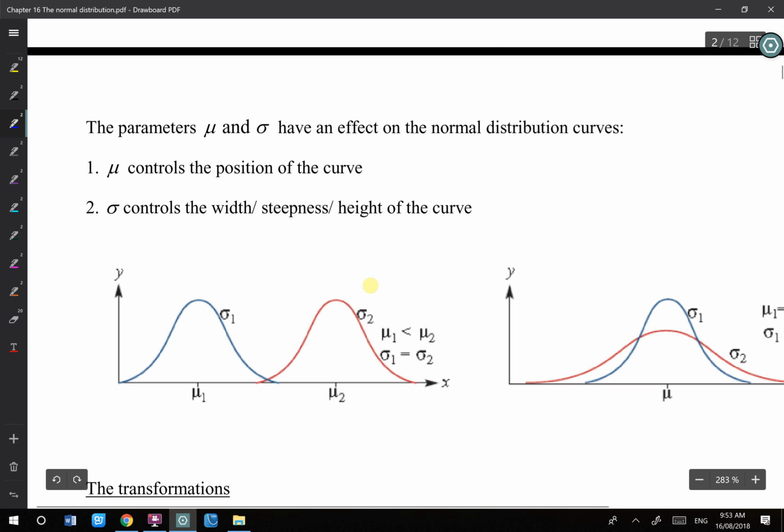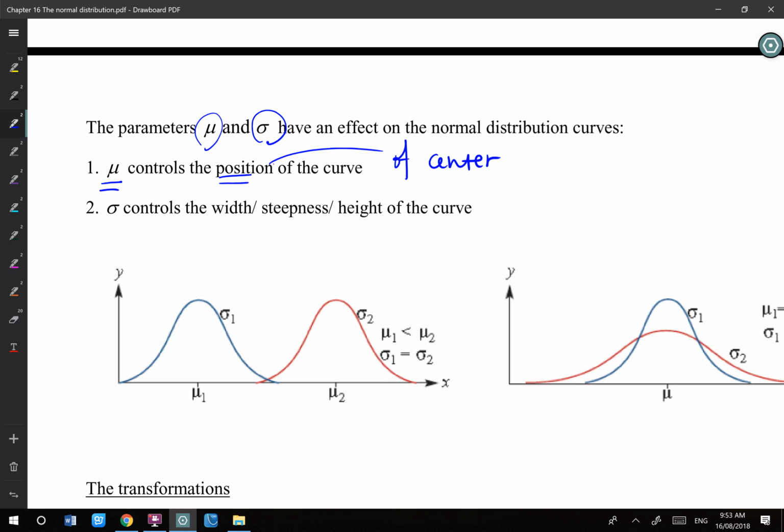Parameters mu and sigma have an effect on the normal curve. Mu controls the position of the curve. I'll say that's the position of the center. Where is your center?